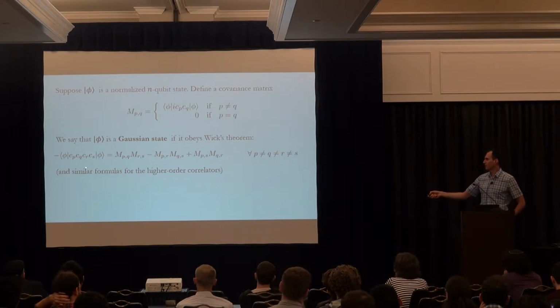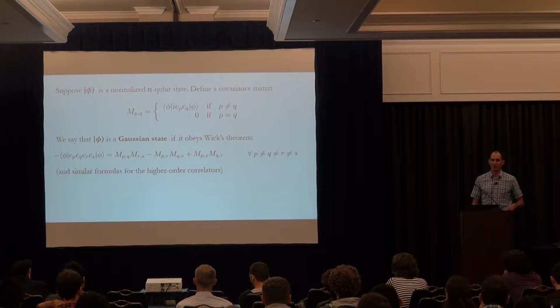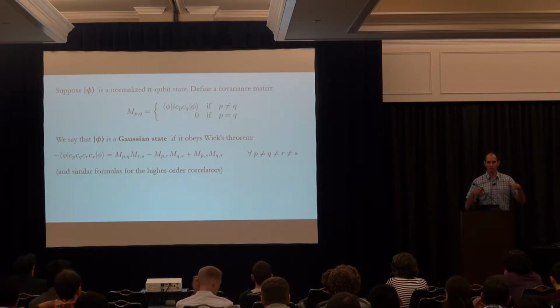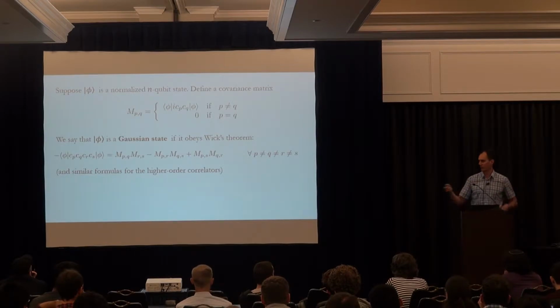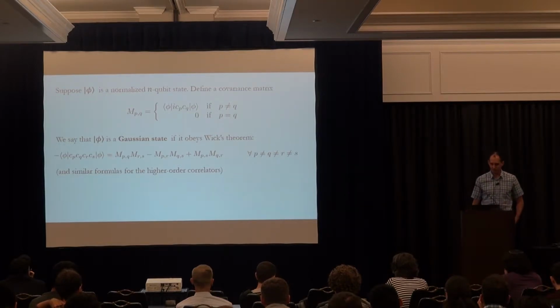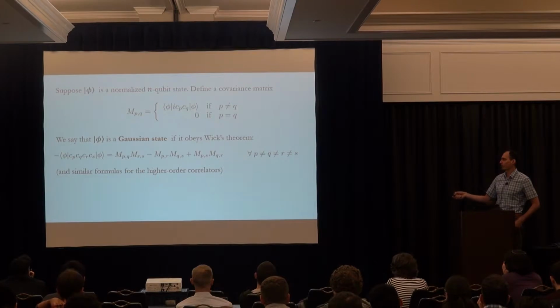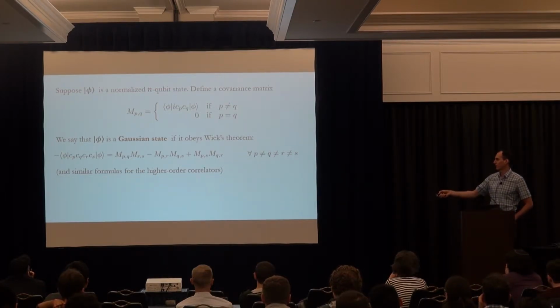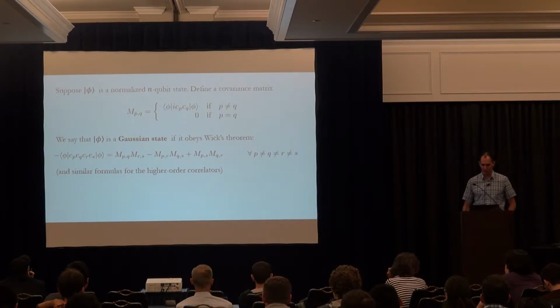And because these are fermions, there are plus-minus signs here. This sign is basically controlled by the parity of the permutation that brings us from this order to this order. In my talk, I will only need Wick's theorem for a fourth order correlator, but it can be defined for higher order correlators as well.